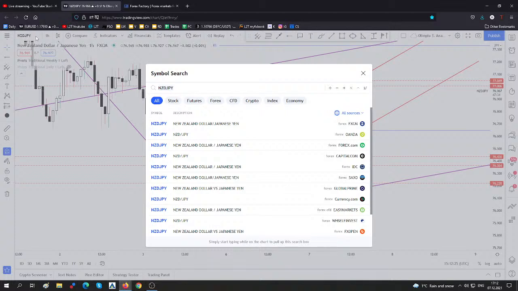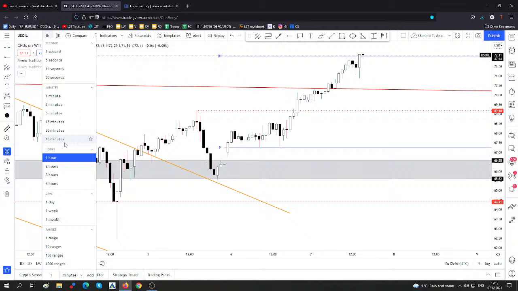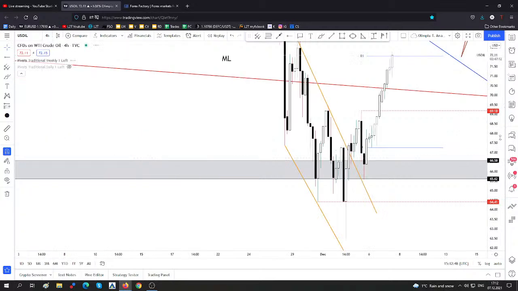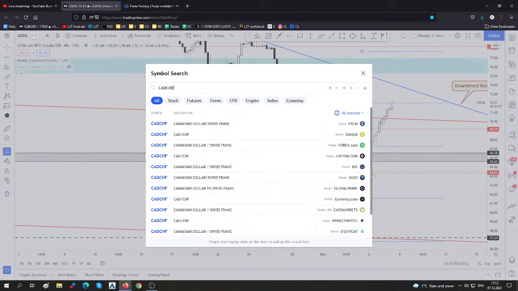US oil. And if you have maybe more questions, if you want me to take a look at a specific market, personally I believe that Canadian dollar, Swiss franc, I will take a look also at that market. Canadian dollar, Swiss franc.